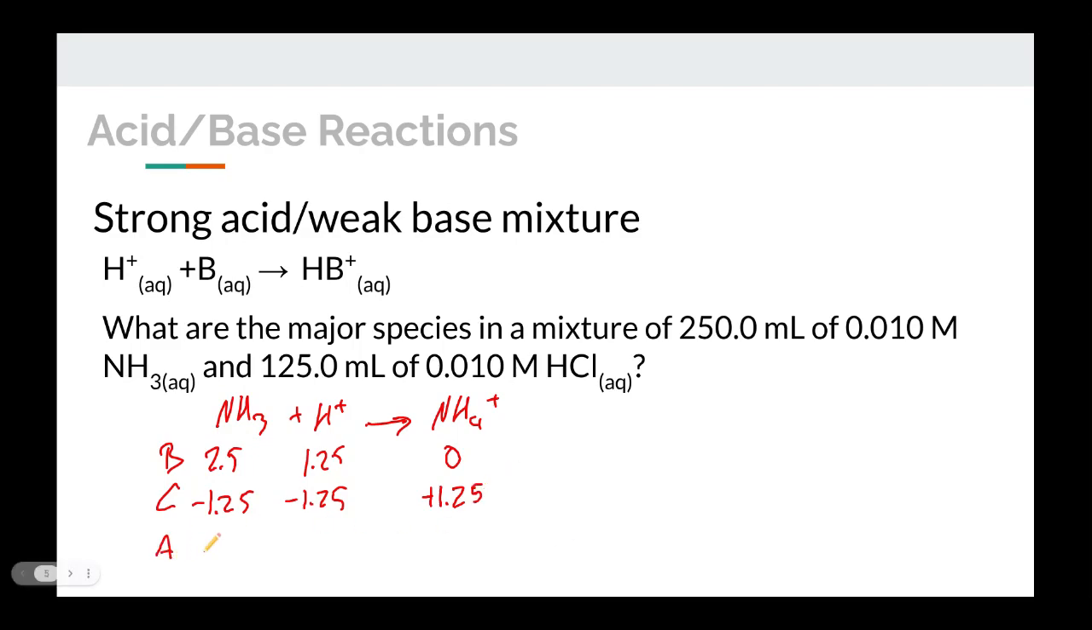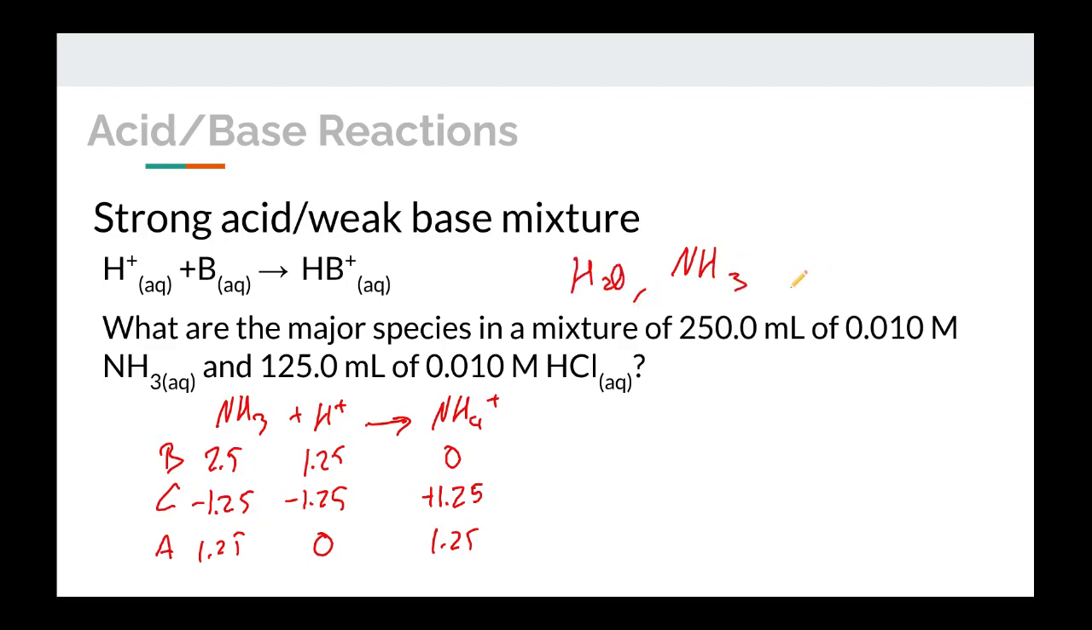So after this change takes place, we don't have really any H+. We are going to have 1.25 millimoles of NH3 and also 1.25 millimoles of NH4+. So what are the major species after this reaction occurs? Well, we're going to have a bunch of NH3. Well, there's going to be water, of course.